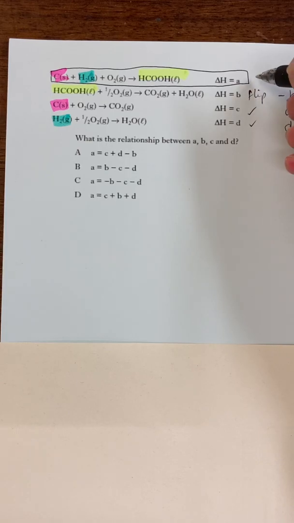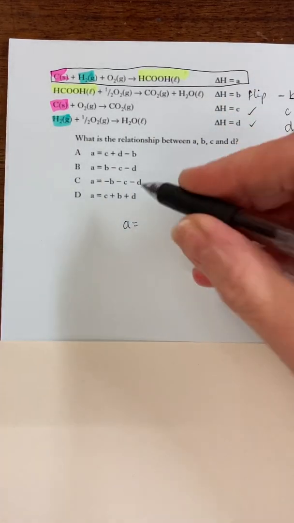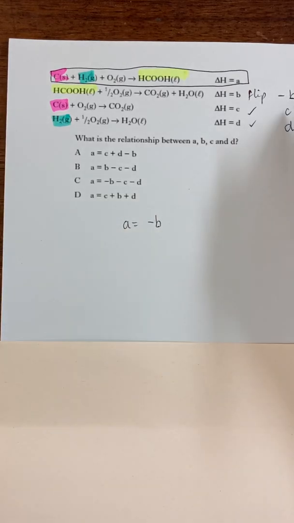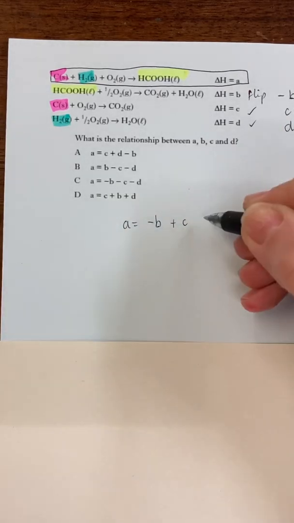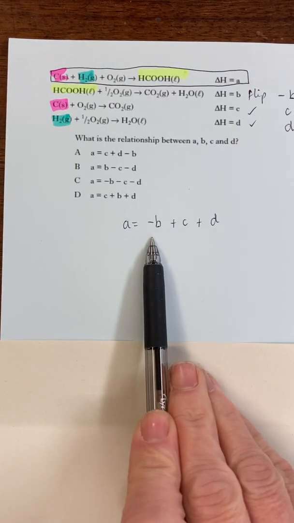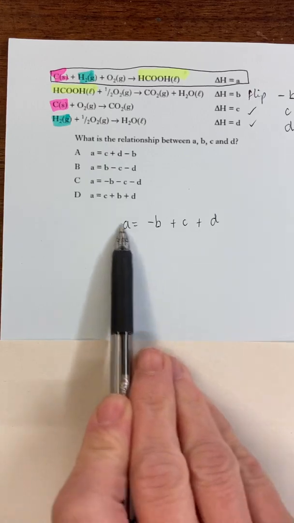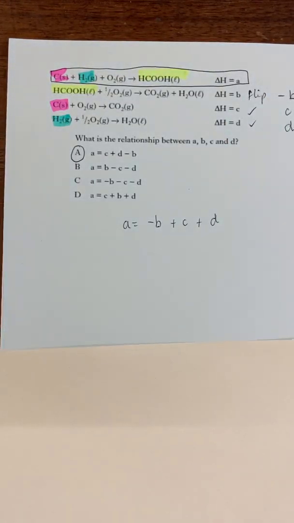So when I look at my A, my value for A is equal to the enthalpy of B, which has become minus B, plus the enthalpy of C, plus the enthalpy for D, and these are both positive values. So I'm looking for the combination as a minus B, a positive C, and a positive D. And when I look at that, you'll see that A has to be my answer there.